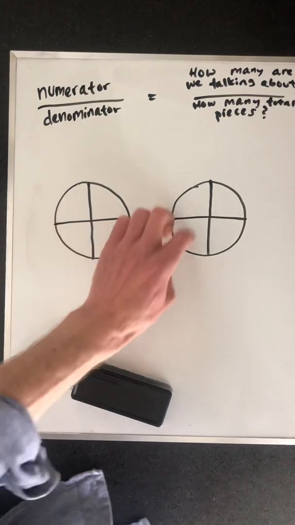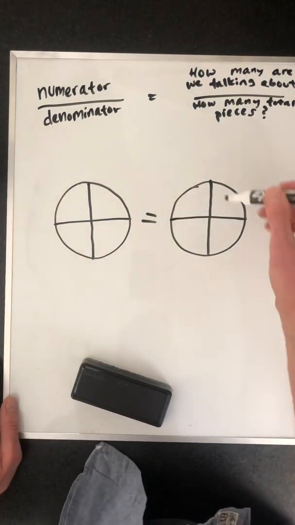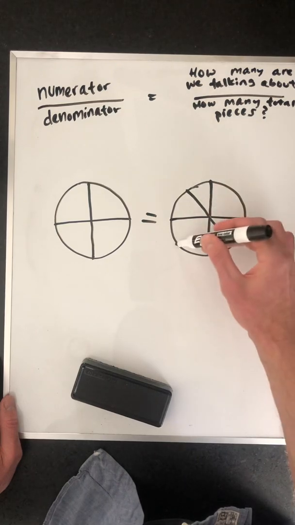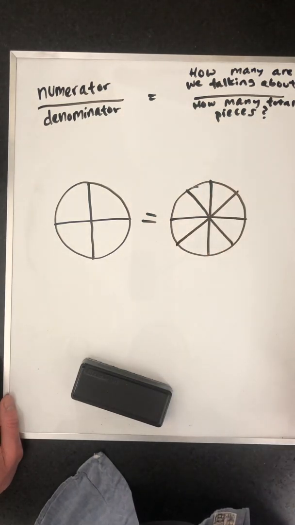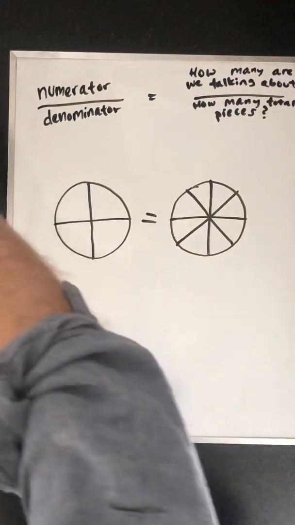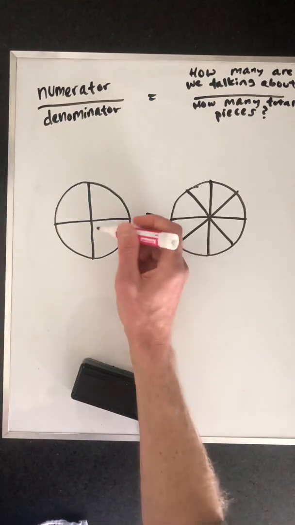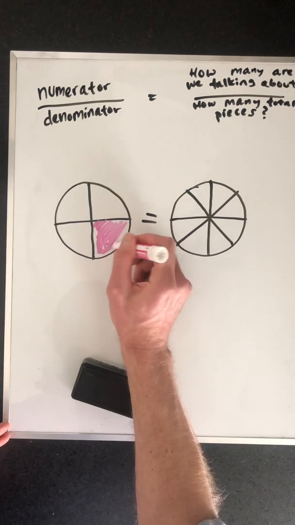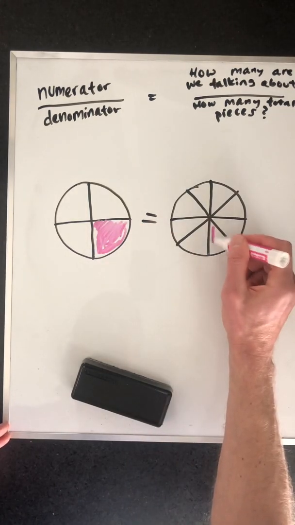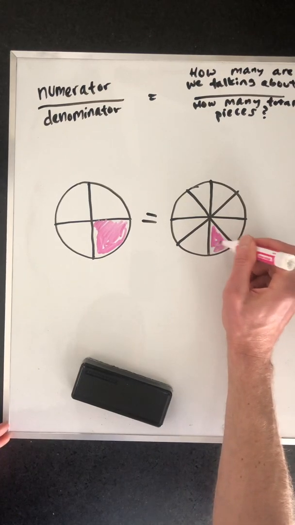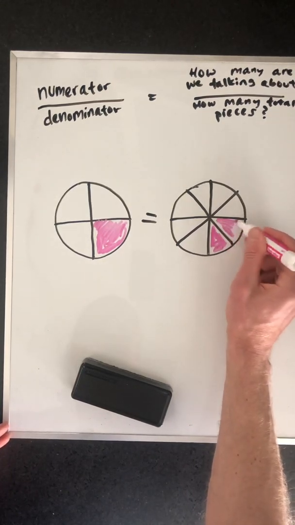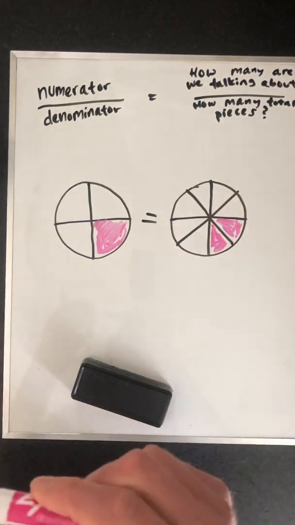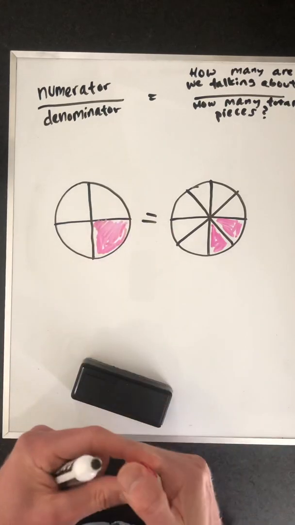1, 2, 3, 4. 1, 2, 3, 4. And now on this one, I'm going to cut it into eighths. So I'm going to cut it once this way and once this way. And now I'm going to color in one piece over here, and I'm going to color in the same amount of pizza over here. So notice how the same amount is colored in, but the fractions will be different, right?